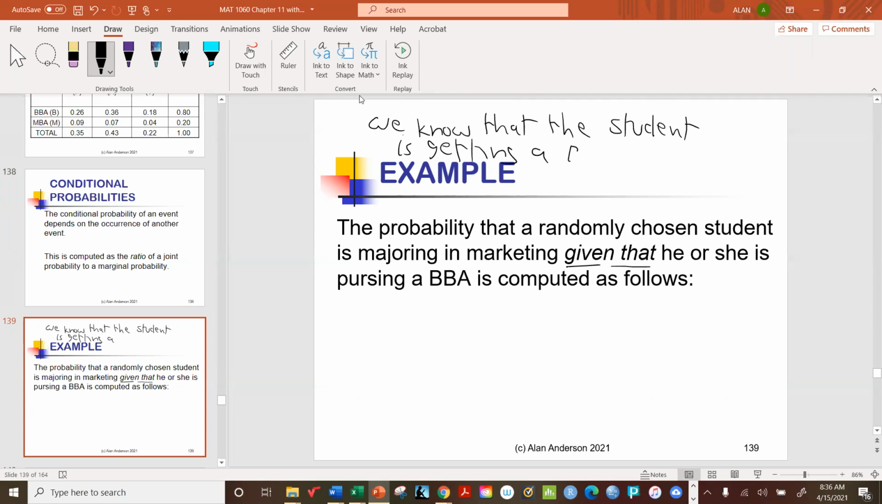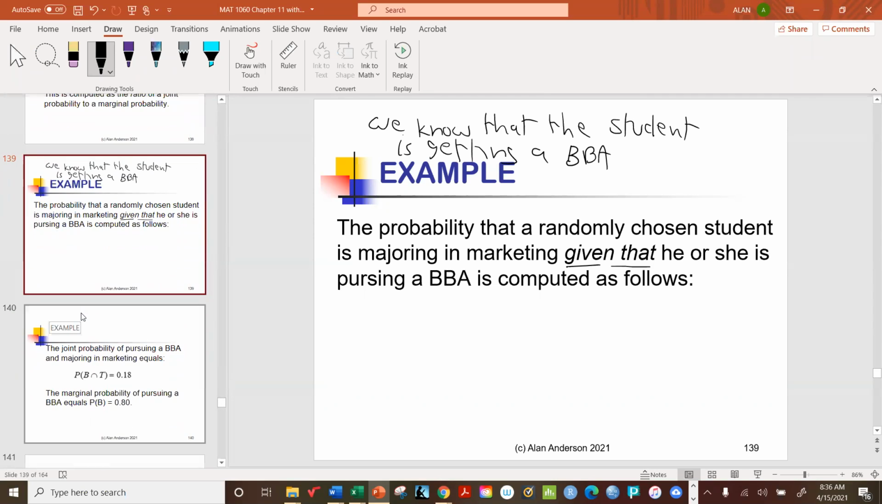So what that means then is that we can essentially ignore all the MBA students when we calculate this probability. We're going to take a slightly different approach. So what we're going to do then, first, we're going to introduce some new notation. We're going to write this question in the following way.